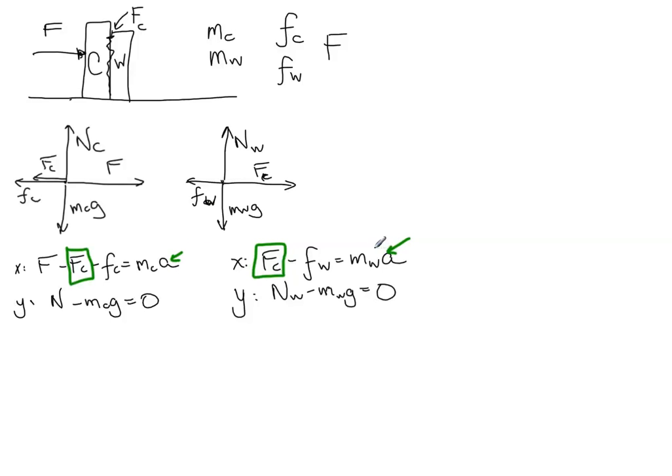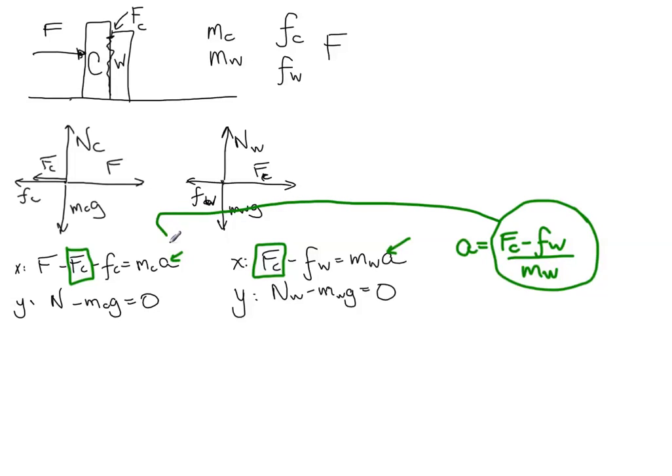So what we need to do is to solve for the acceleration in one equation and plug it into the other one. What I usually do is I take the easier one, this one looks easier to me, and solve it for the acceleration. So I see here that acceleration is going to be equal to the contact force minus the friction on the Wheaties divided by mass of the Wheaties. And I'm going to take this and stick it in there.